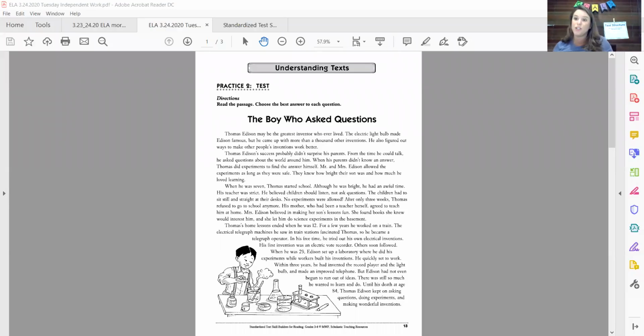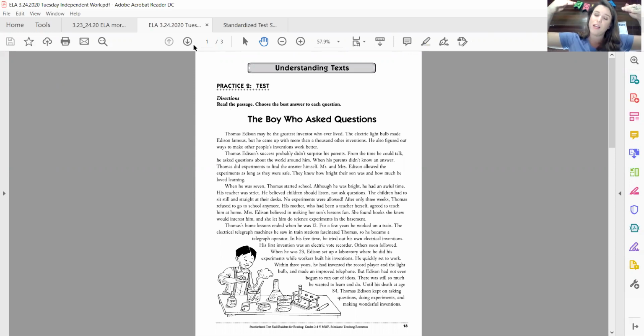So you had to read The Boy Who Asked Questions today. Now, to cut time, I'm not going to read it to you because you should have already read it and you should have already answered it. So we're just going to go straight to the questions. So remember though, when you read, you're going to always stop and think.